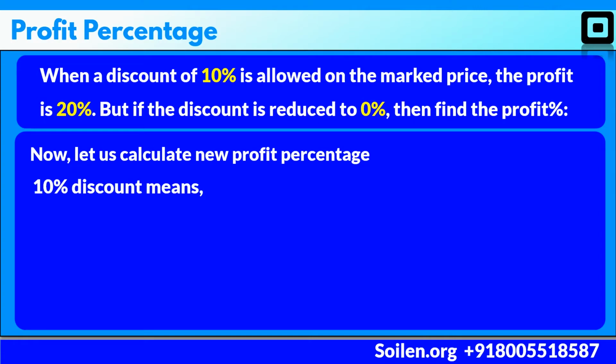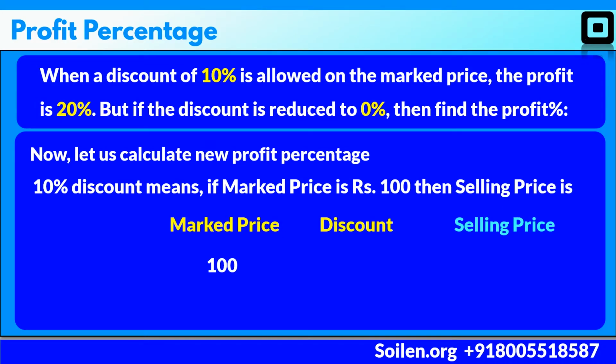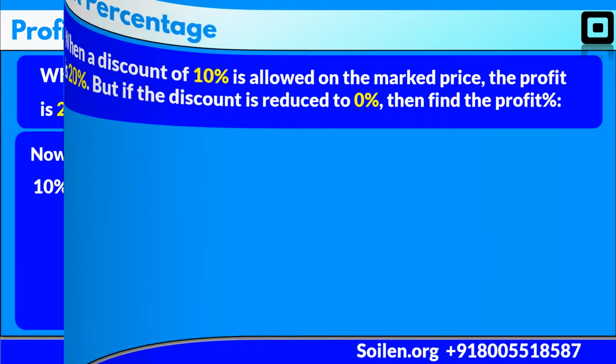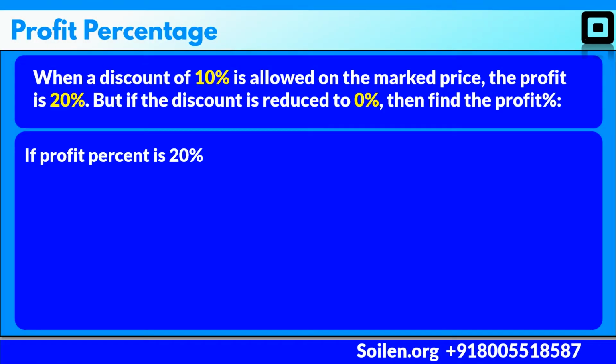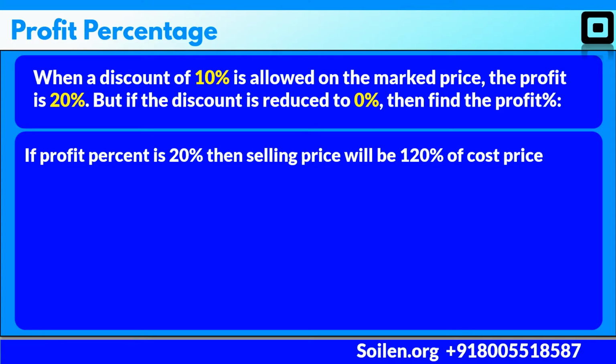10% discount means, if marked price is 100, then selling price is 90. And if discount is 0%, then 100 minus 0 equals 100, selling price equal to the marked price. If profit percent is 20%, then selling price will be 120% of cost price. If selling price is 90, then it is 120% of cost price.